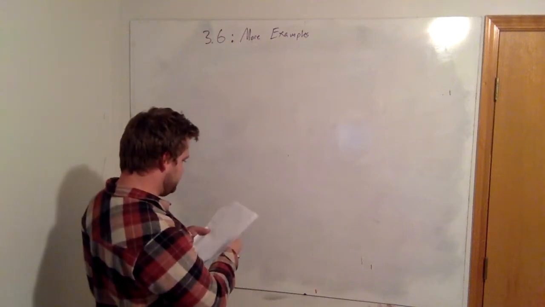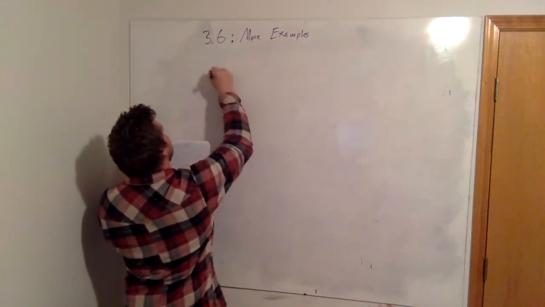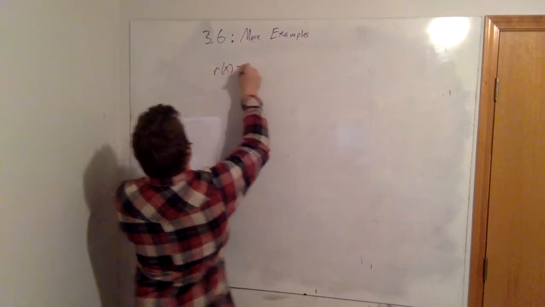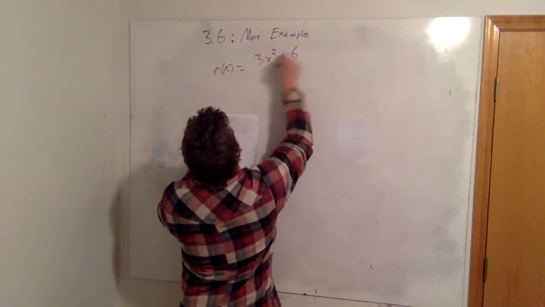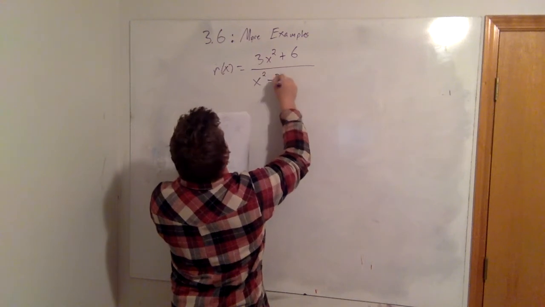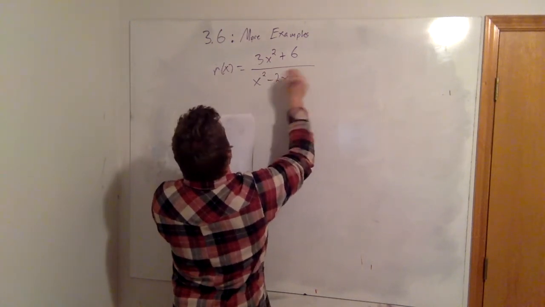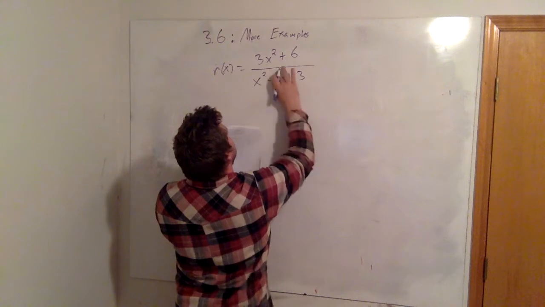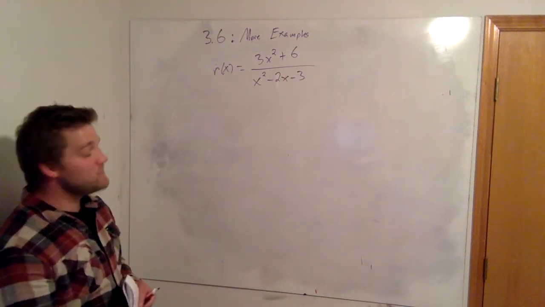Okay, let's see. Let's try this one. This one looks good. So let's say we have r of x. Let's say this is (3x squared plus 6) all over (x squared minus 2x minus 3). Go ahead and pause the video and give this one a shot.